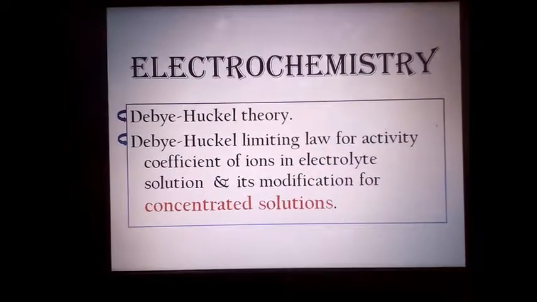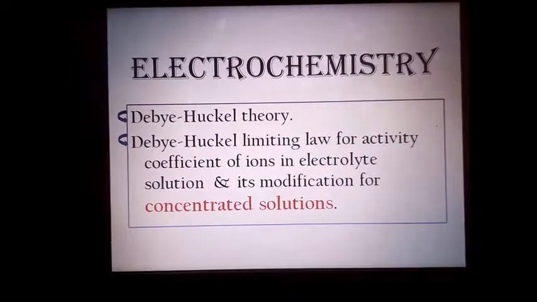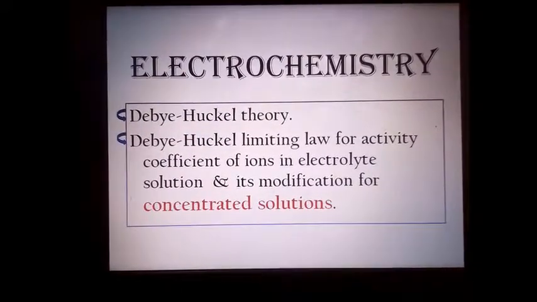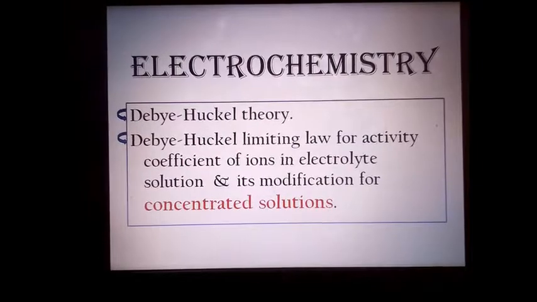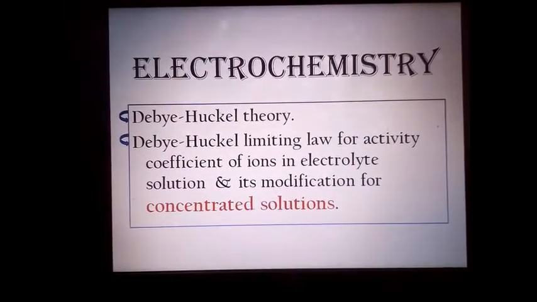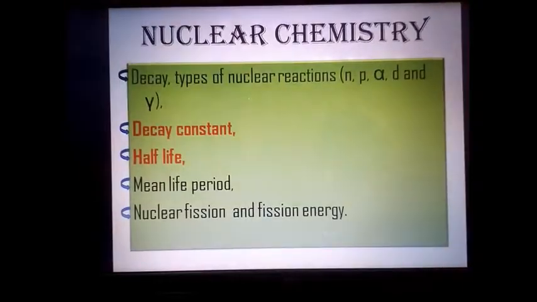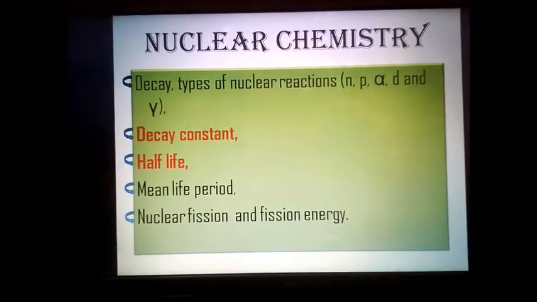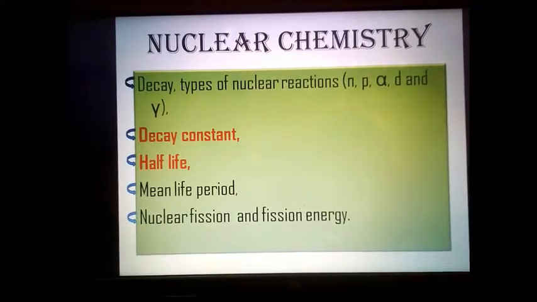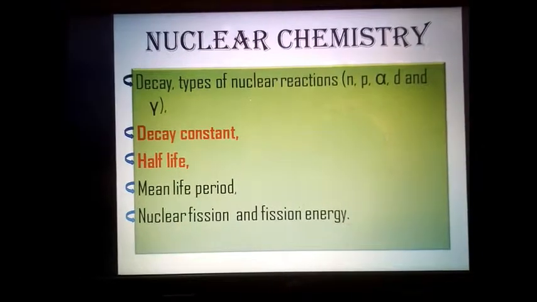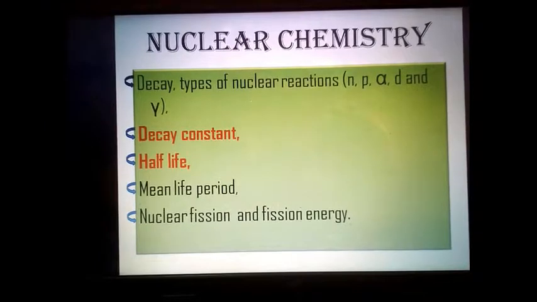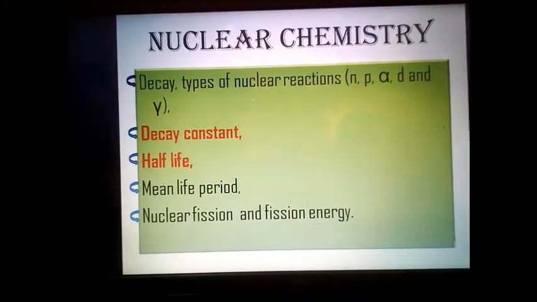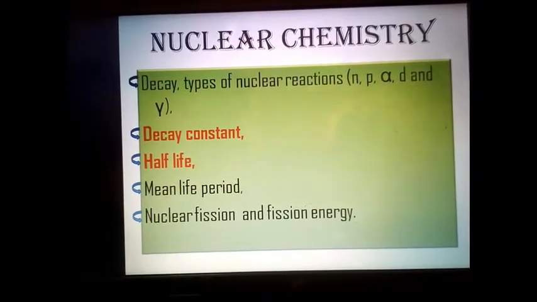And the next topic we have to study is electrochemistry, in which we have to study the Debye-Huckel theory, Debye-Huckel limiting law for activity coefficients of ionic electrolyte solutions and its modification for concentrated solutions. The next is nuclear chemistry. In this we have to study decays, types of nuclear reactions and the decay constant, very important. Every year questions are asked from these topics. Half life, very important, don't leave it. Mean life period, nuclear fission and fission energy.